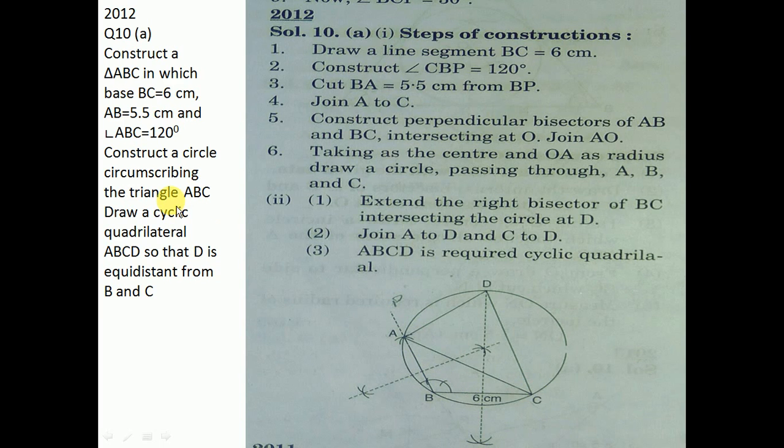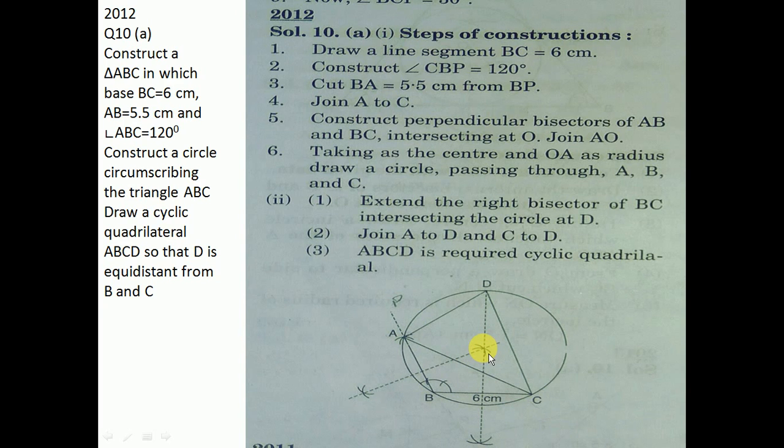Construct a circle circumscribing the triangle. Last time we did the incircle. Now a circumscribing circle means it must pass through these three vertices of my triangle, right? So let me bisect this BC side. When I bisect this BC side, we get this locus of points. When I bisect this AB side, I get the locus of points.